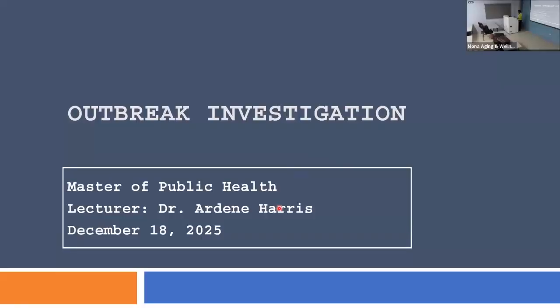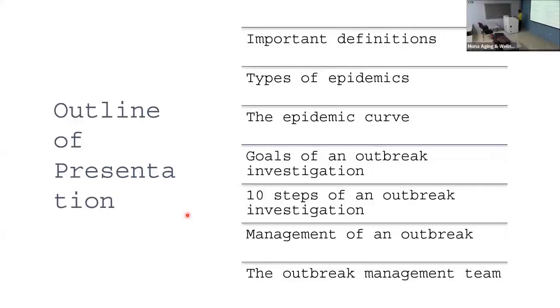So as I said, we've met, so I'll just get right into it. Today we'll talk about outbreak investigation. We'll do some definitions, speak about types of epidemics, look at the epidemic curve, look at goals of an outbreak investigation, 10 steps of an outbreak investigation, management of an outbreak, look at the outbreak management team, and we touch a little on the international health regulations.